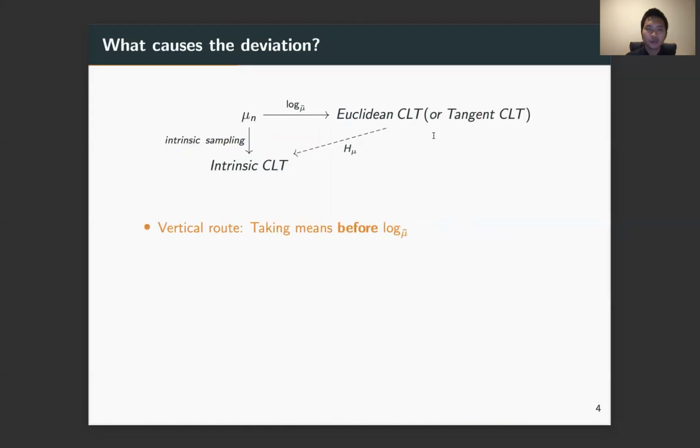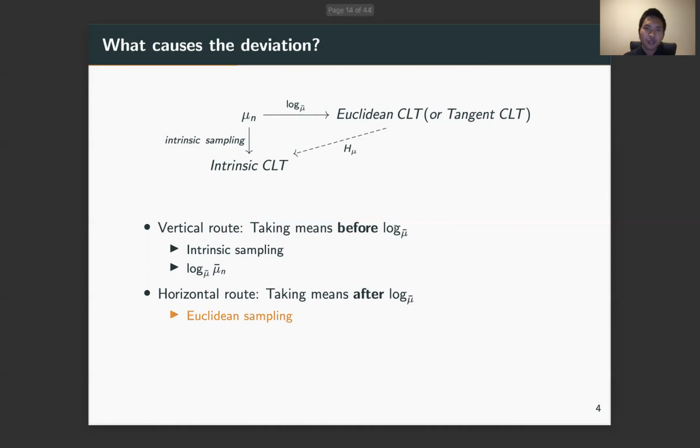So the regular process would be we start with mu n, right? Then we compute the Fréchet mean of mu n. That would be the empirical Fréchet mean. In this diagram, we go vertically. We start at mu n, we compute the intrinsic mean, mu n bar, and we map it to the tangent space at mu bar by the logarithm map. That means we take means before taking the log map, right? And that process is called intrinsic sampling.